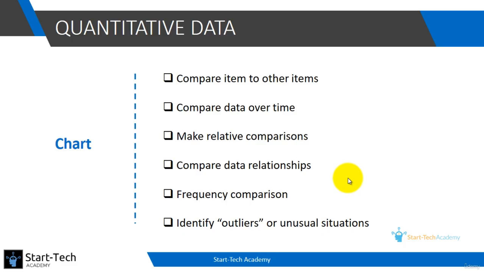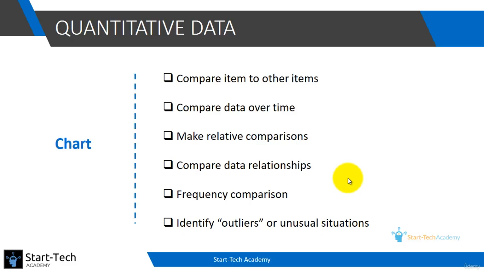Third is making relative comparisons. An example of this is a common pie chart which we see during election results. The pie charts display the percentage of votes or the seats won by the different parties in the election scenario.